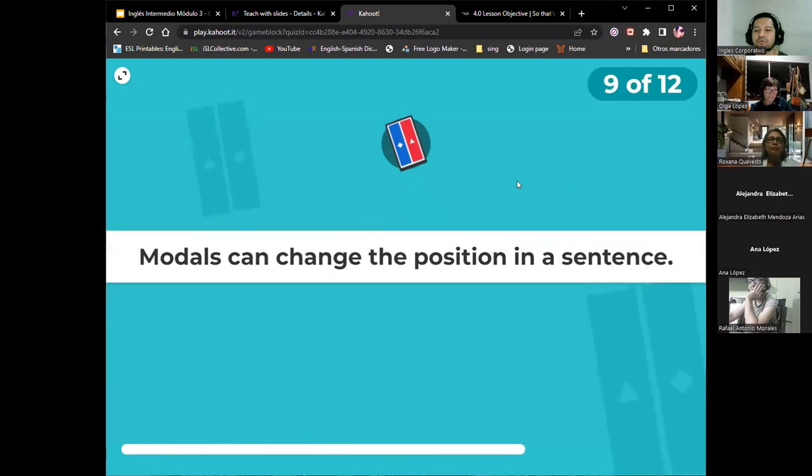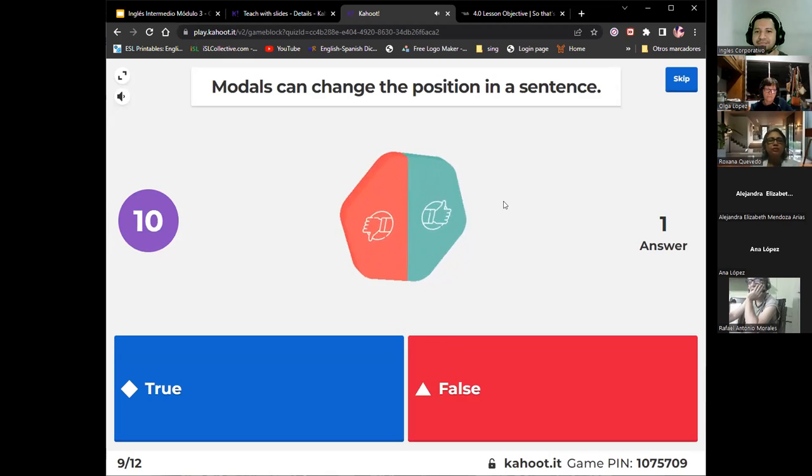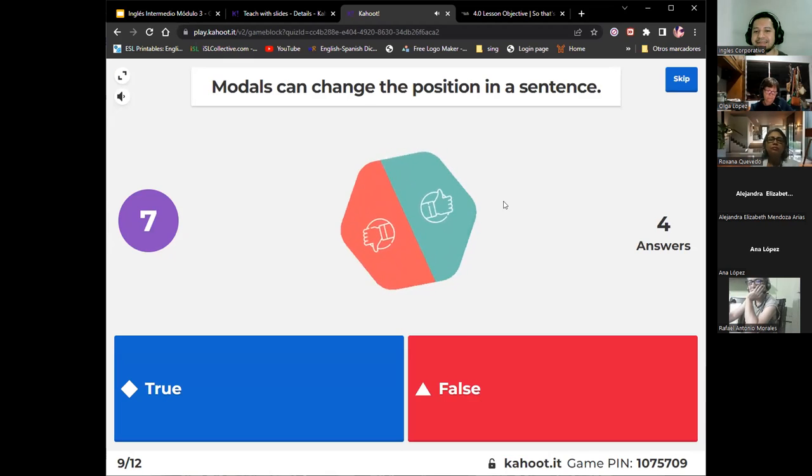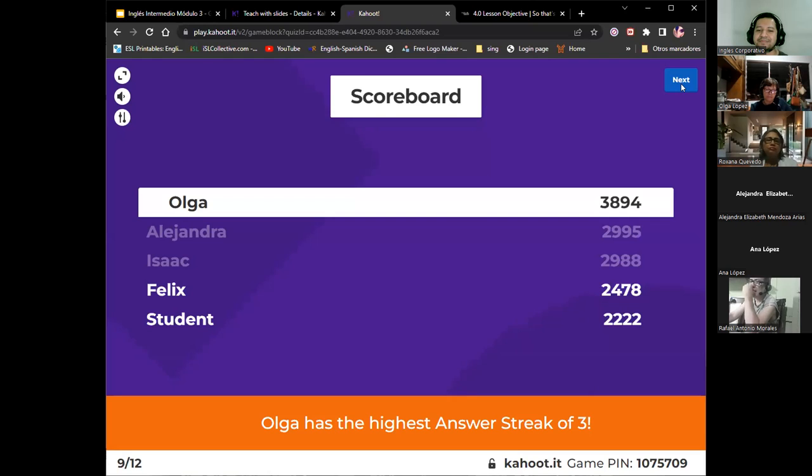This one is true or false. Modals can change the position in a sentence. True or false? It's false, right? Los modales no pueden cambiar porque siempre van al final del verbo principal. Very good. Okay, Olga is on fire again. Very good. Next, Felix, and next one, Alejandra, Isaac, and let's see next one.